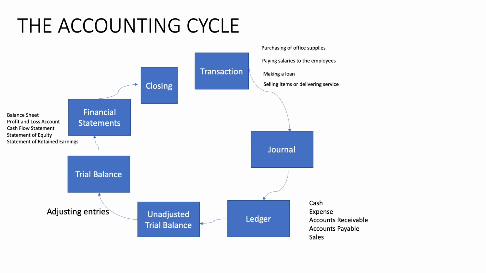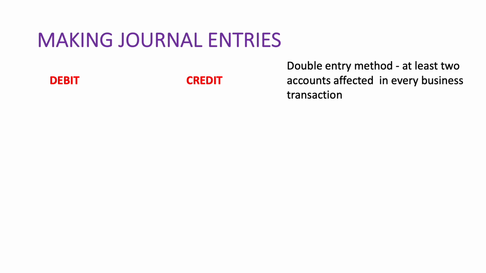So now, how do we record journal entries? What we need to bear in mind is that first, there are always at least two entries for every transaction. That is a debit and a credit. This is termed the double entry method in accounting. This means that there are always at least two accounts affected in every business transaction.